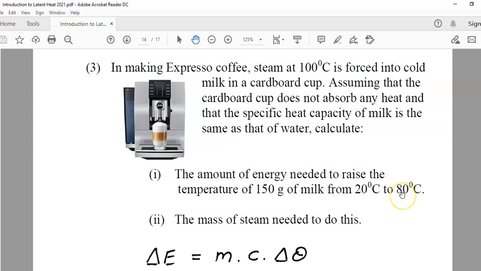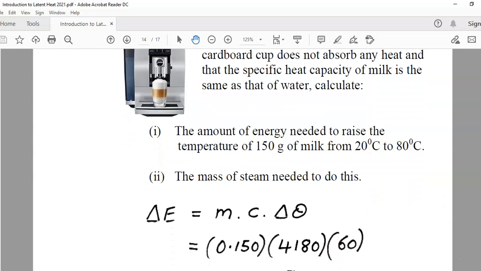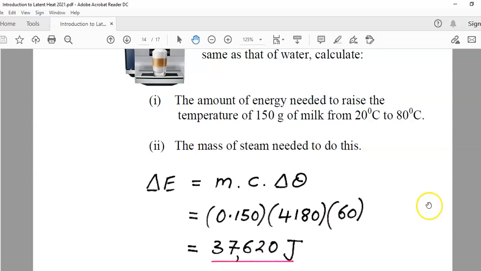This question is a little bit more challenging. In making espresso coffee, steam at 100 degrees Celsius is forced into cold milk in a cardboard cup. Assuming that the cardboard cup does not absorb any heat, that means the cardboard cup has a low heat capacity, and that the specific heat capacity of milk is the same as water, 4,180 joules per kilogram per degree, and of course that's given to you, you don't have to memorize this. Calculate the total amount of energy needed to rise the temperature of that much milk from there to there. Well, that's obviously not a change of state, so the energy needed, and the mass of steam to do this.